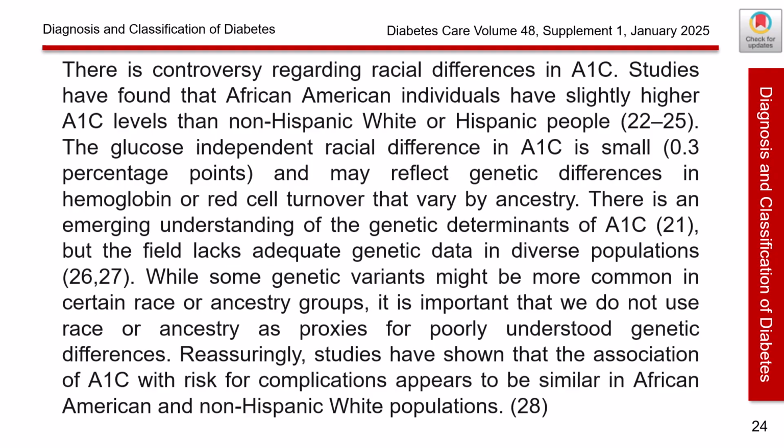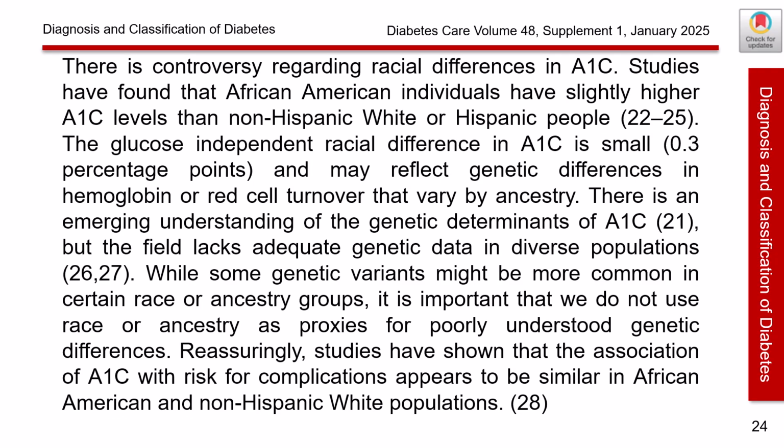There is controversy regarding racial differences in glycated hemoglobin. Studies have found that African American individuals have slightly higher glycated hemoglobin levels than non-Hispanic white or Hispanic people. The glucose-independent racial difference in glycated hemoglobin is small, 0.3 percentage points, and may reflect genetic differences in hemoglobin or red cell turnover that vary by ancestry.